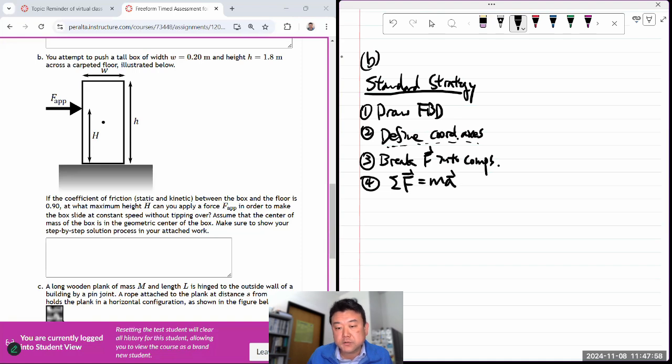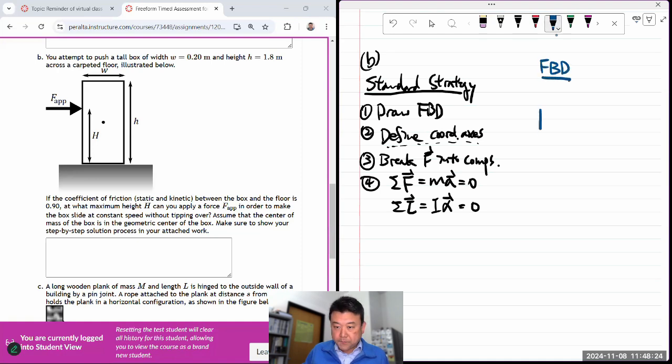Net force is equal to mass times acceleration, which will be 0 in this case. And also because we are dealing with the static equilibrium and rotation, you have to do this for rotation as well. Net torque is equal to rotational inertia times angular acceleration, which again here will be 0 because of static equilibrium. So let's just start with the free body diagram.